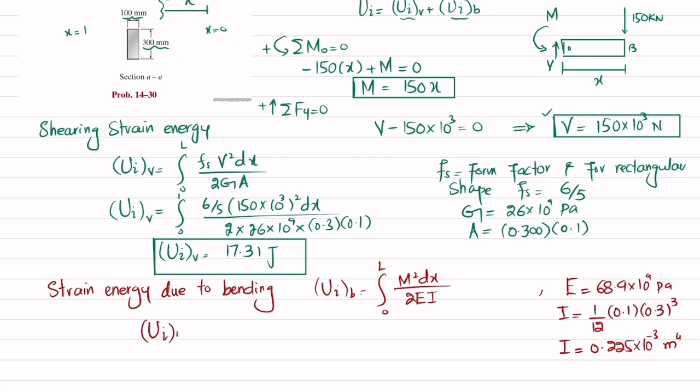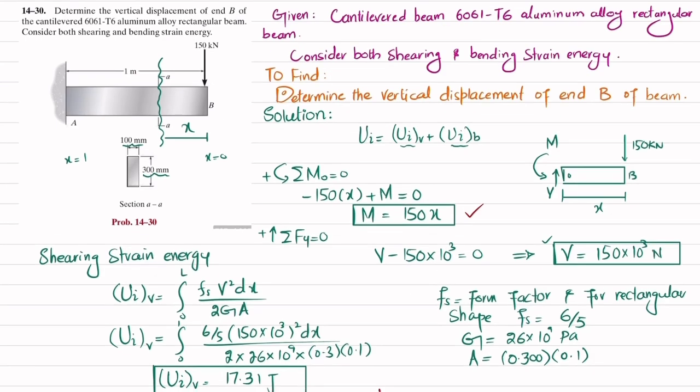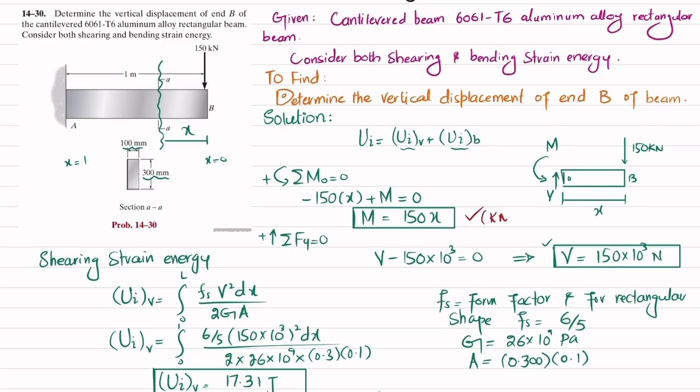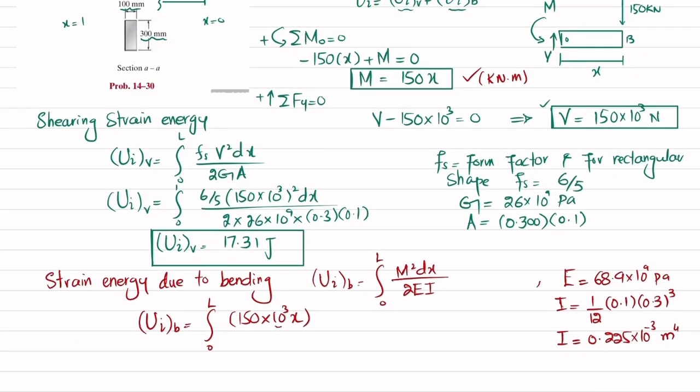Strain energy due to bending will be equal to integral from 0 to L, moment is 150 into 10 to the power 3 X. Clear? Why 150? Because the unit will be kilonewton meter, so in order to convert into Newton meter, we multiply by 10 to the power 3, whole square, into dx divided by 2EI. E is 68.9 into 10 to the power 9, and I is 0.225 into 10 to the power minus 3.